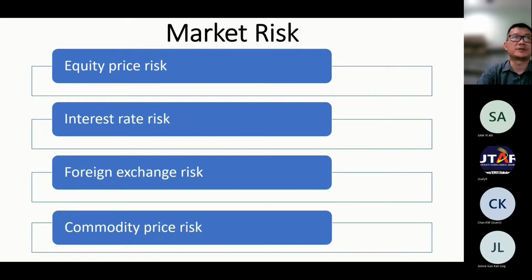So the first one is called equity price risk. Then the second is the interest rate risk. Then the third is the foreign exchange risk. Then the last is the commodity price risk. So we come to that equity price risk.